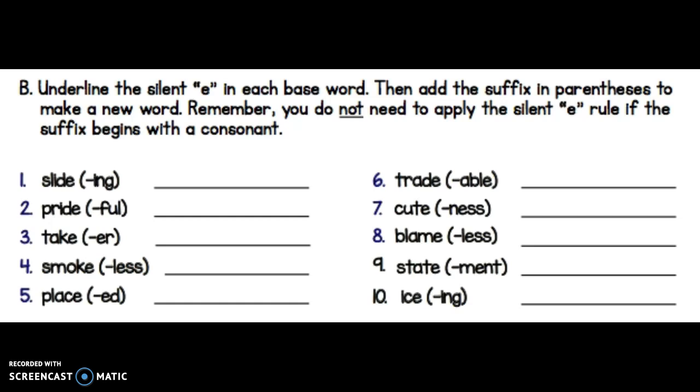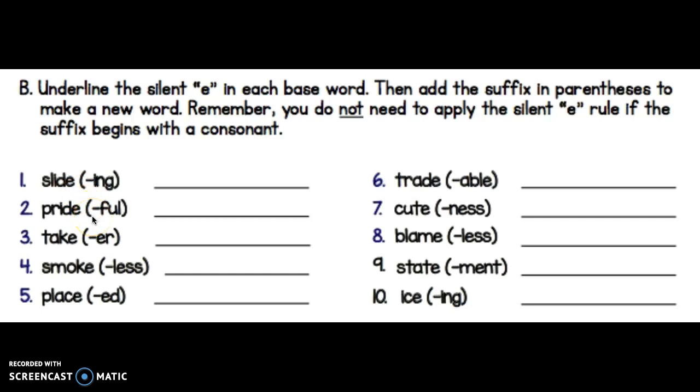Okay, now it's going to get a little bit trickier. The first part was a little easy. In every word there was a silent E, and every suffix started with a vowel. But for part B, that's not the case. So you only take out the silent E if the suffix starts with a vowel. So here, this starts with an I, that's a vowel. I would take out the E in the word sliding.